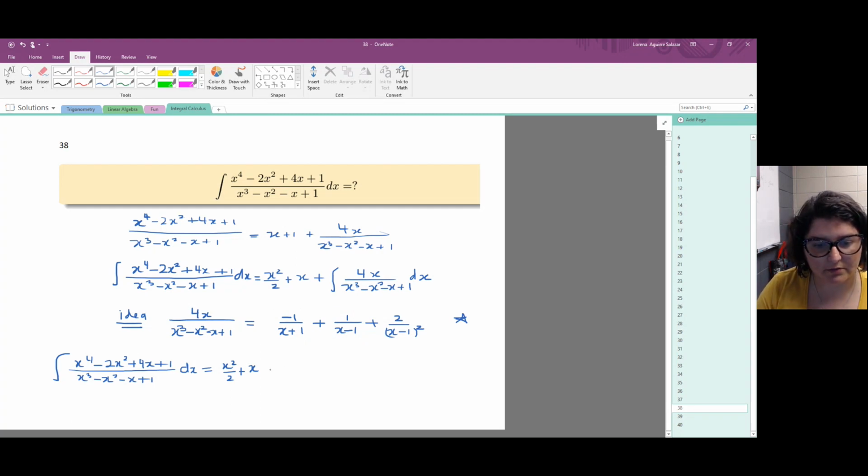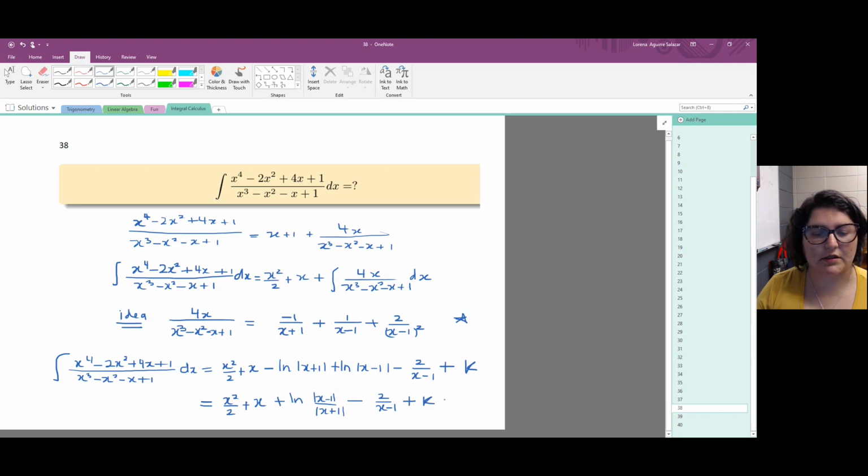And those integrals are very easy to find because we have minus 1 times the ln of the absolute value of x plus 1, and then plus 1 times the ln of x minus 1. And for the last part, we actually end up with minus 2 over x minus 1. And then plus a constant c, or let's call it k, that we don't know, so that we get x squared over 2 plus x plus the ln of x minus 1 over x plus 1 in absolute value, and then minus twice 1 over x minus 1 plus a constant k.